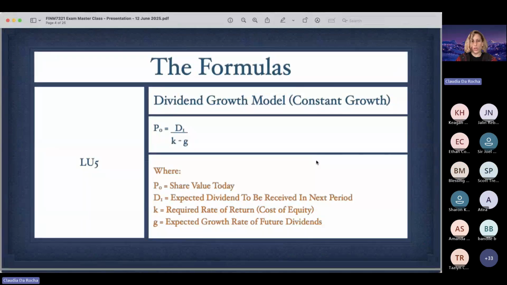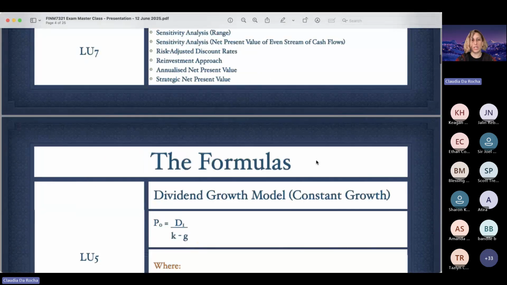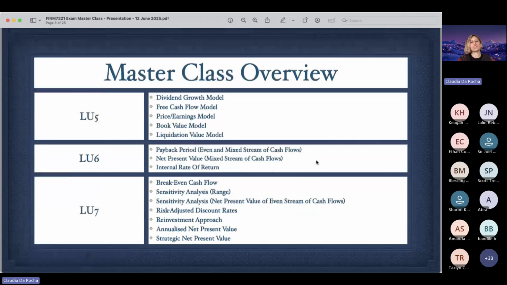Okay, so for recording purposes, I'm just going to go back so we can make sure we're on the same page. Yeah, so in terms of this masterclass, these are the areas we're covering. Learning units 5, 6, and 7 specifically for the exam.